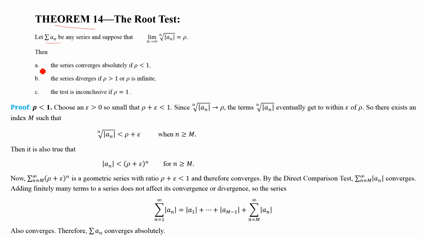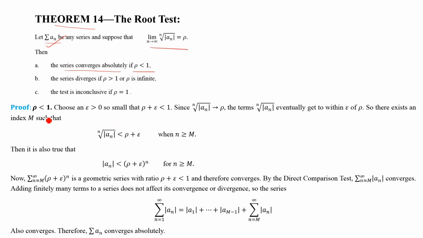So this theorem states that if rho is less than 1, the series converges absolutely, and if the series converges absolutely, then this series converges. And the series diverges if rho is greater than 1 or rho is infinite. Okay, so the test is inconclusive, as the ratio test was, if rho is equal to 1.